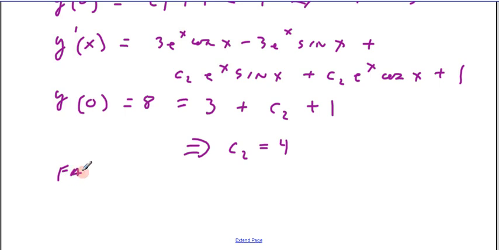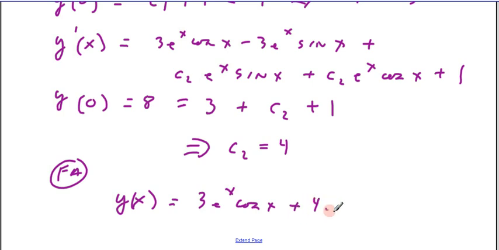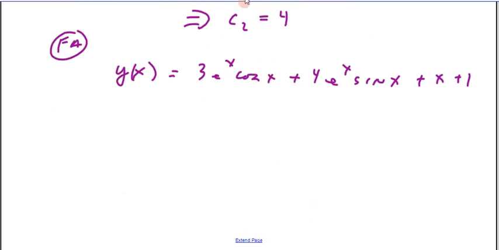So final answer, y of x is equal to 3 e to the x cosine x plus 4 e to the x sine x plus x plus 1. And we need to check it. So alright, well, we'll just do what it is. Y at 0 is supposed to be 4. Is y at 0 supposed to be 4? It's supposed to be 4. It is 4. Check.